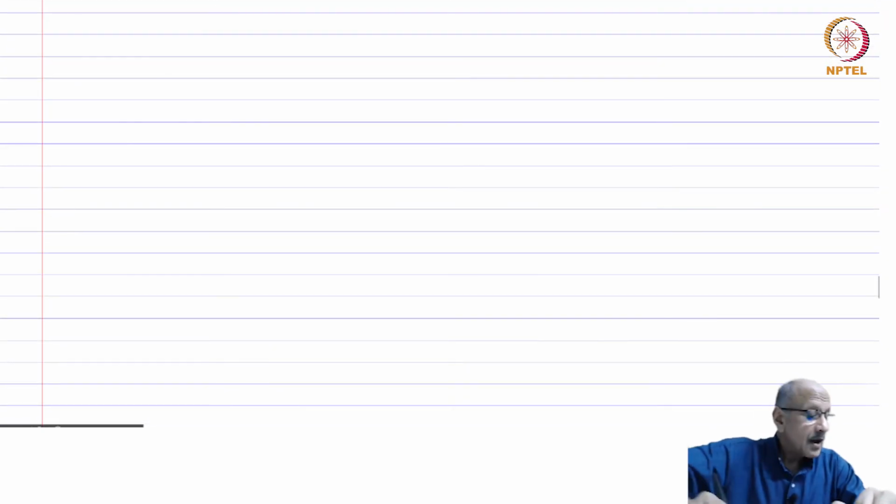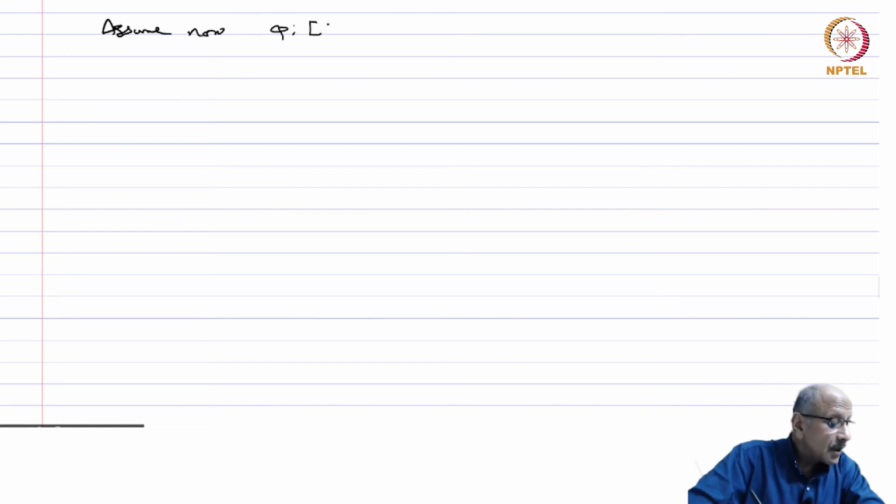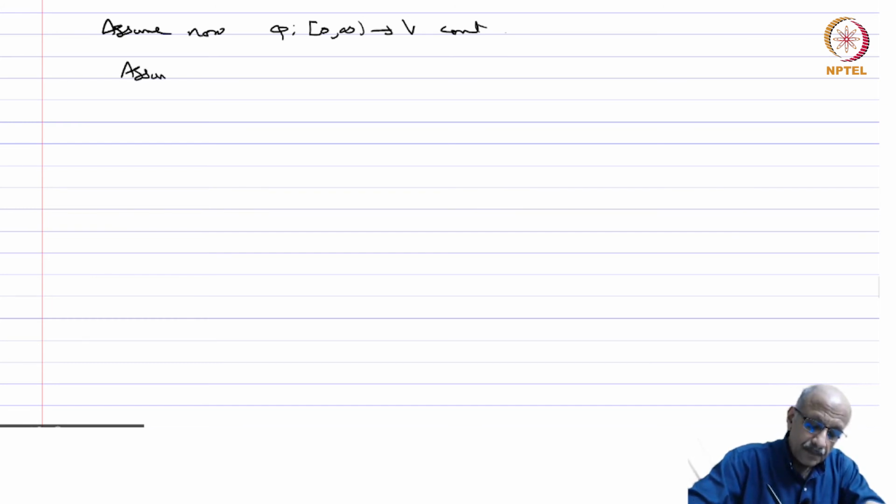Okay. And now assume phi is from 0 to infinity to B, continuous. Assume the limit as lambda tends to infinity of the integral from 0 to lambda of phi t dt exists.